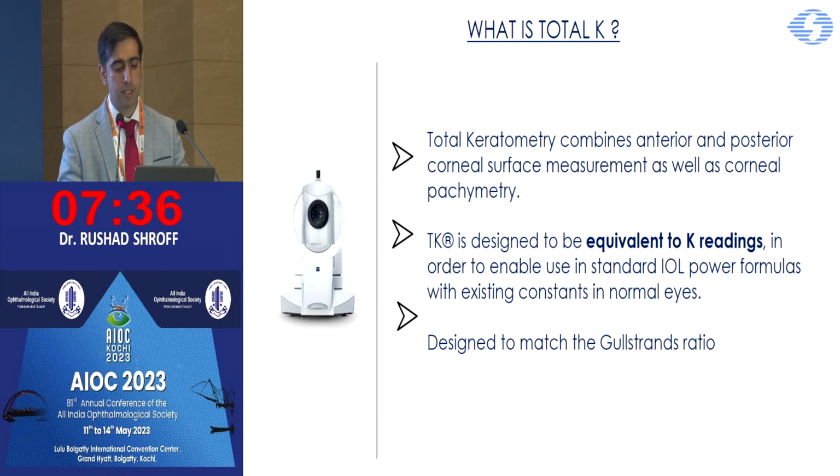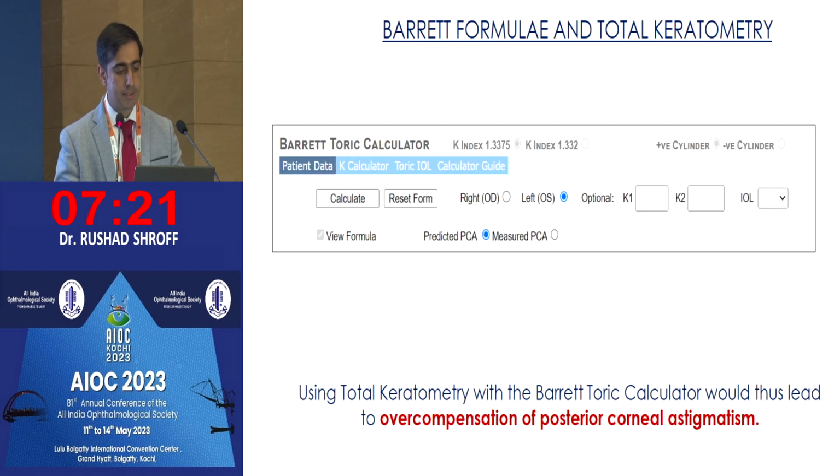So total keratometry combines the anterior and posterior corneal surface measurement as well as corneal pachymetry. TK is designed to be equivalent to K readings and therefore can be used in standard IOL power formulas with existing constants in normal eyes, and it's designed to match the Gullstrand's ratio. So this is the Barrett toric calculator. You can see that the predicted PCA is measured and the measured PCA. You can select either of these two modes. Using total keratometry with the predicted PCA would tend to give you overcompensation of the posterior corneal astigmatism, and this is practically something that one should avoid while doing IOL power calculation for toric IOLs using this formula.